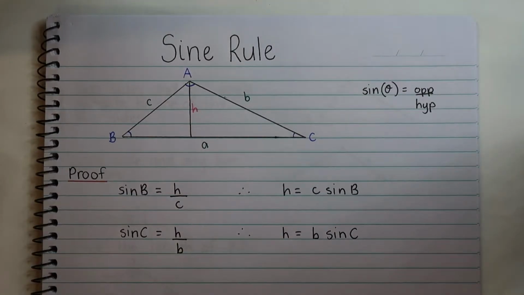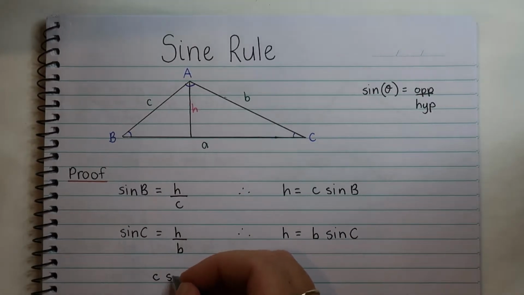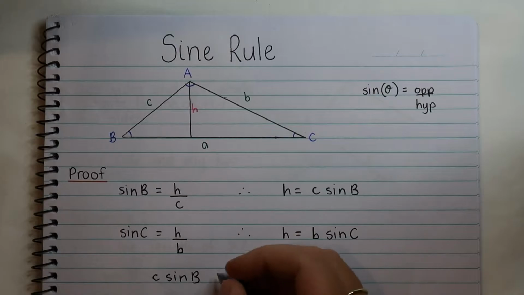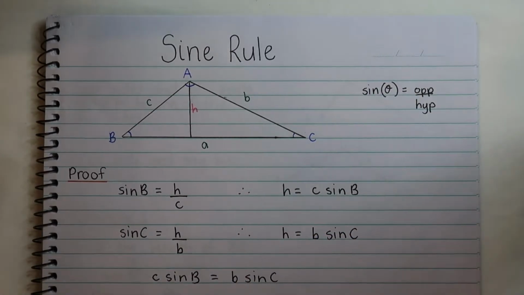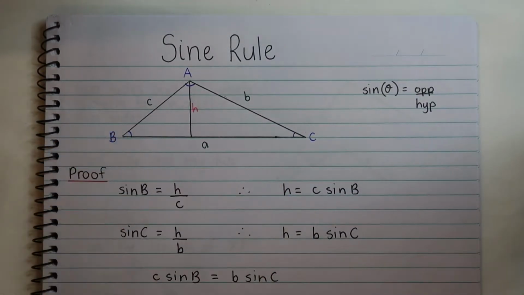By equating these values of H, we then have C times sine B is equal to B times sine C, because those two equal each other. So using a bit of algebra, we can rearrange this to say C over sine angle C is equal to side B over sine angle B. And this is the first part of our rule.